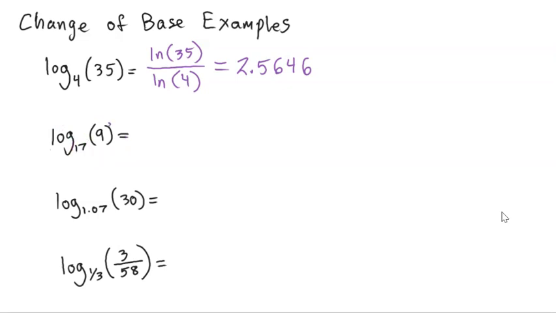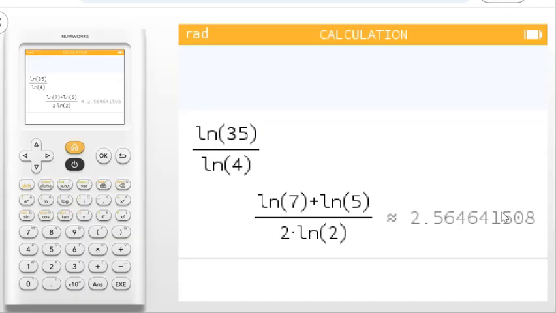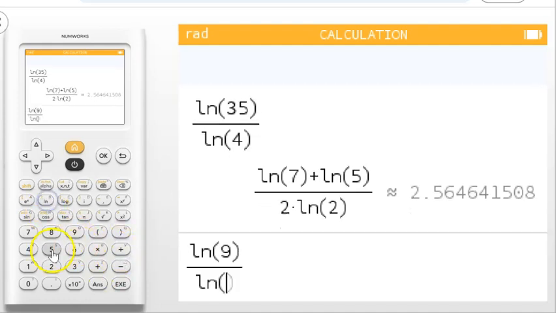Let's try this one right here. Log base 17 of 9. So we're going to do the natural log of 9. Remember, this one goes in the numerator. Whatever's inside the parentheses, that's what goes in the numerator. Whatever is at the base by the log, that goes in the denominator. Divided by the natural log of 17. And let's go over to our NumWorks calculator. And we're going to key in natural log of 9 divided by the natural log of 17.